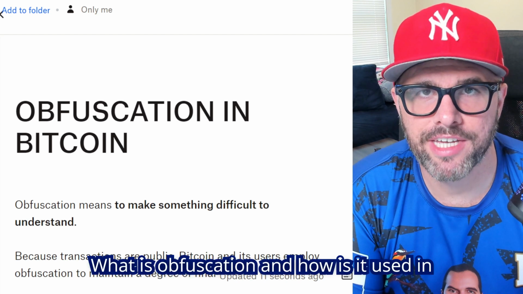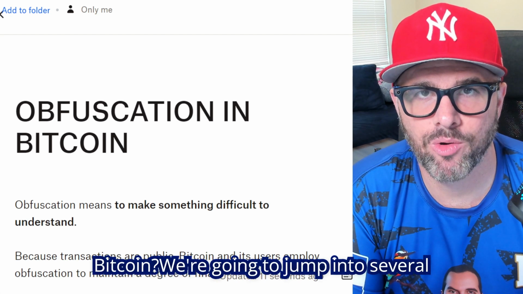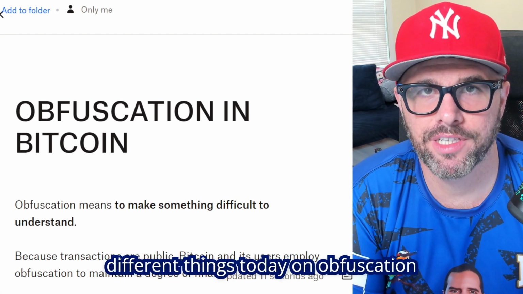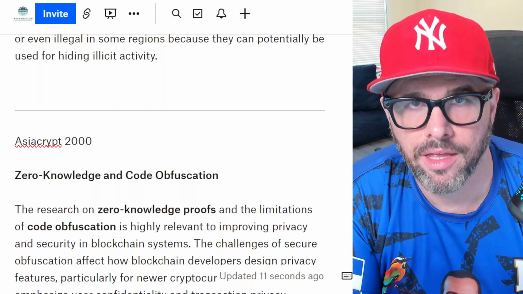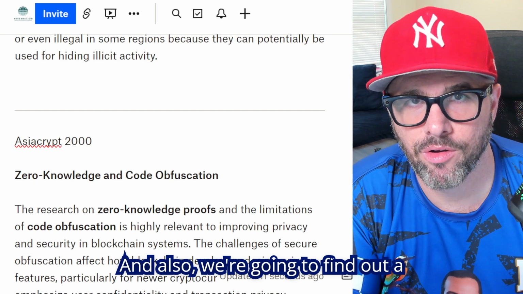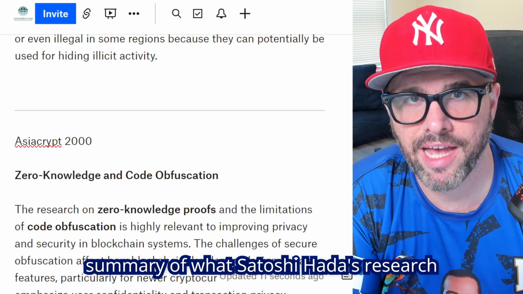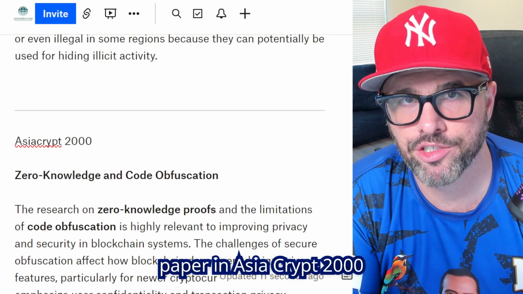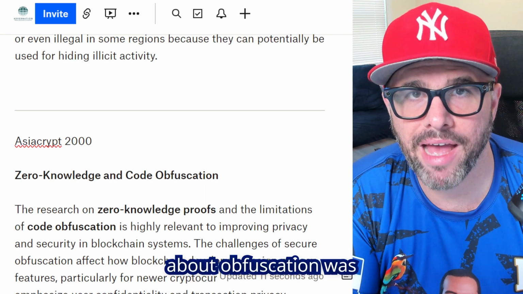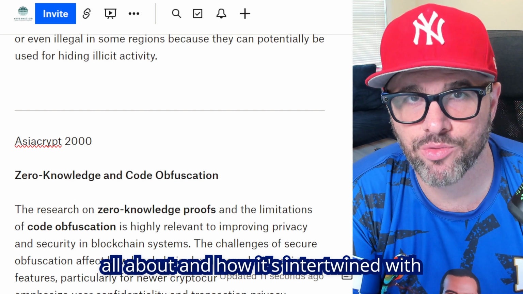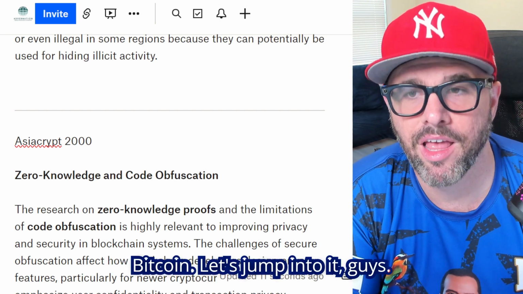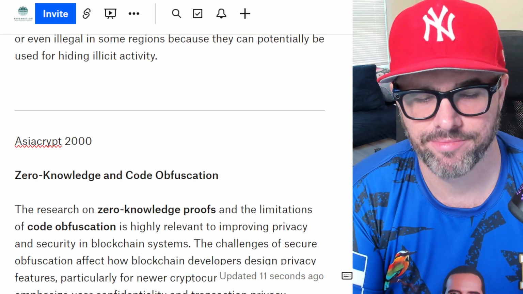What is obfuscation and how is it used in Bitcoin? We're going to jump into several different things today on obfuscation and privacy, and also we're going to find out a summary of what Satoshi Hada's research paper in ASIACRYPT 2000 about obfuscation was all about and how it's intertwined with Bitcoin. Let's jump into it, guys.